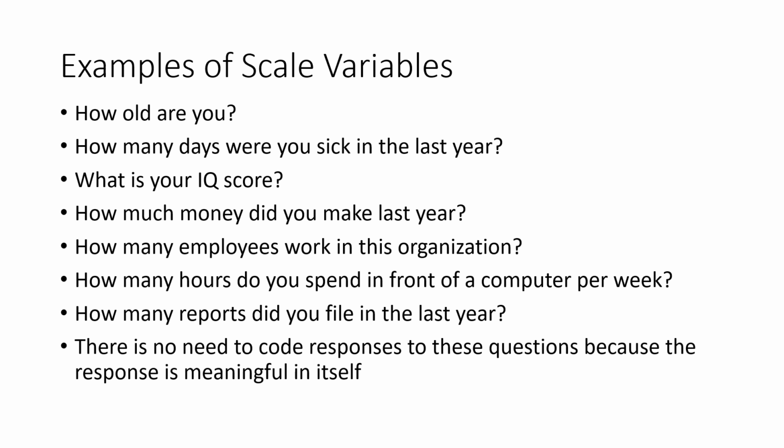Now, here you can find some examples of scale level variables, right? So remember that scale level variables, like ordinal variables, are hierarchical, meaning that a higher number equals more of something and a lower number equals less of something. But unlike ordinal variables, they do not need to be coded, right? Because the numbers are intuitive in and of themselves. The responses are meaningful in and of themselves. So you could ask in a questionnaire, how old are you?